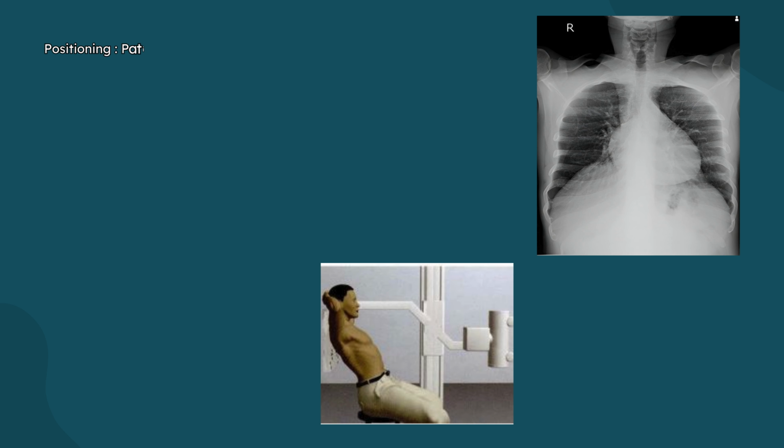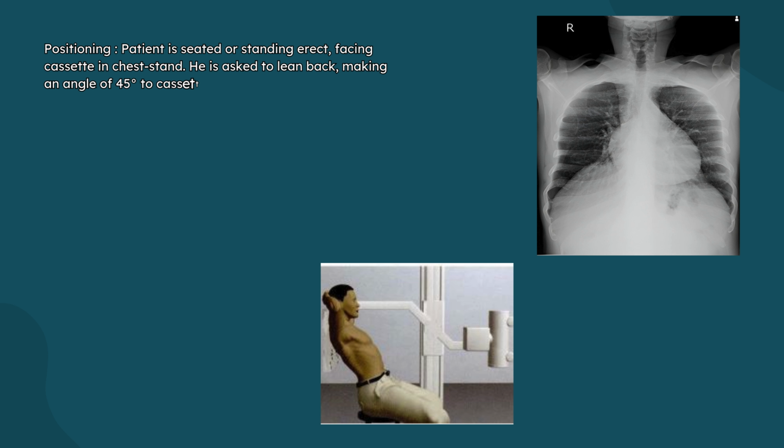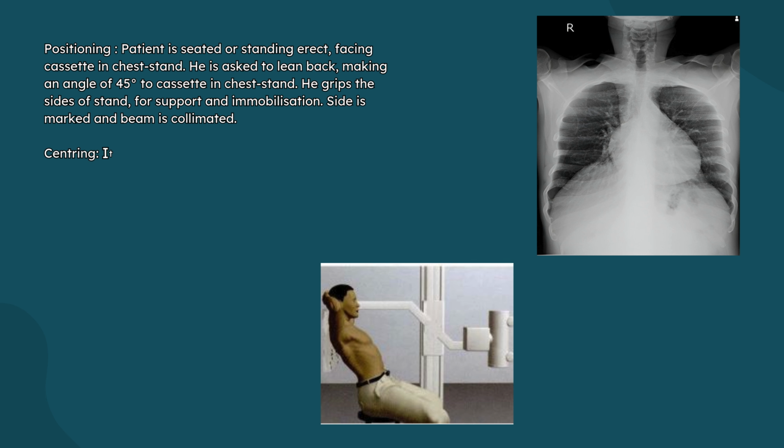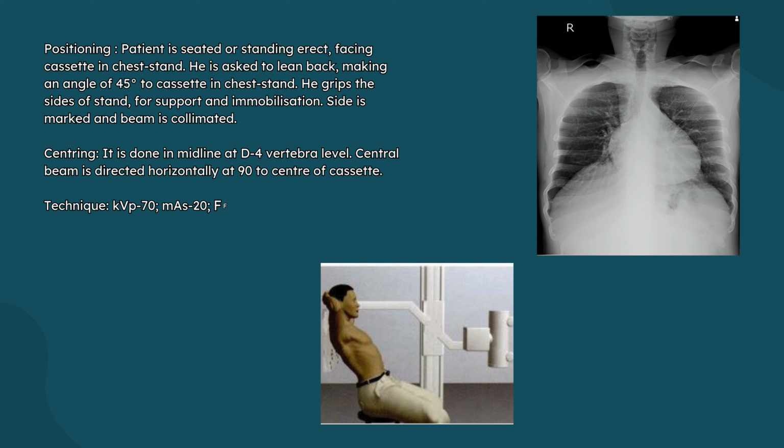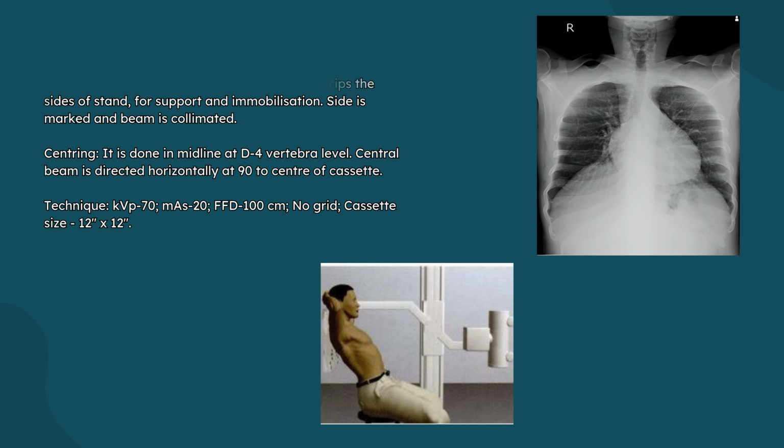Apical or lordotic view. Positioning: patient is seated or standing erect, facing cassette and chest stand. He is asked to lean back, making an angle of 45 degrees to cassette and chest stand. He grips the sides of stand for support and immobilization. Side is marked and beam is collimated. Centering, it is done in midline at D4 vertebral level. Central beam is directed horizontally at 90 to center of cassette. Technique, KVP 70, MOS 20, FFD 100 cm, no grid, cassette size, 12 inches by 12 inches.